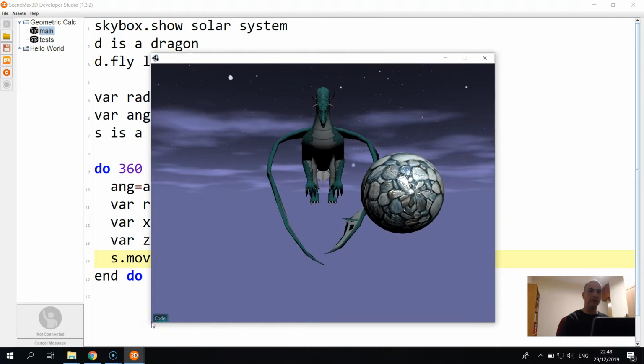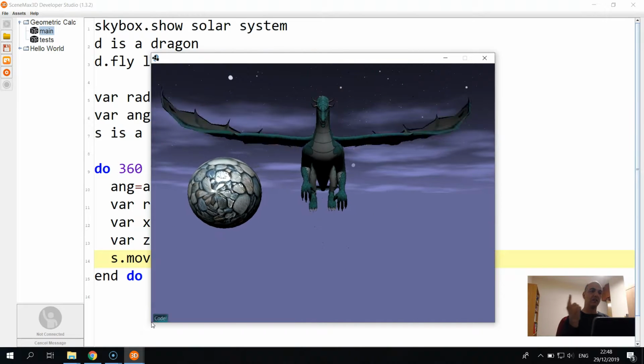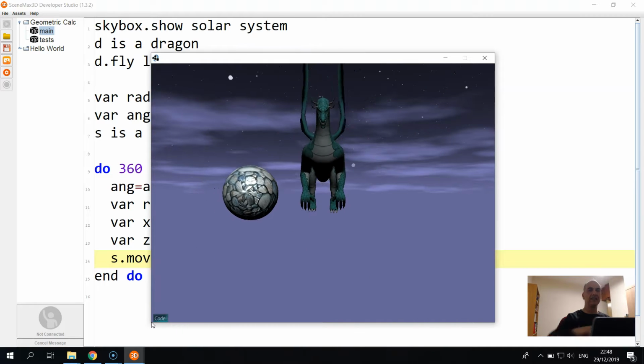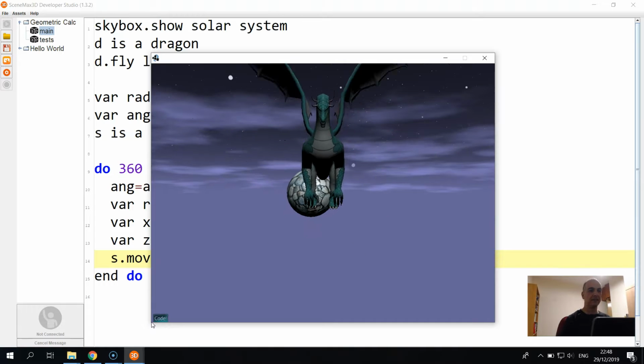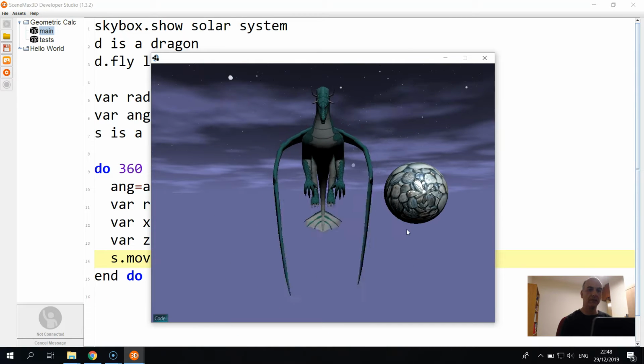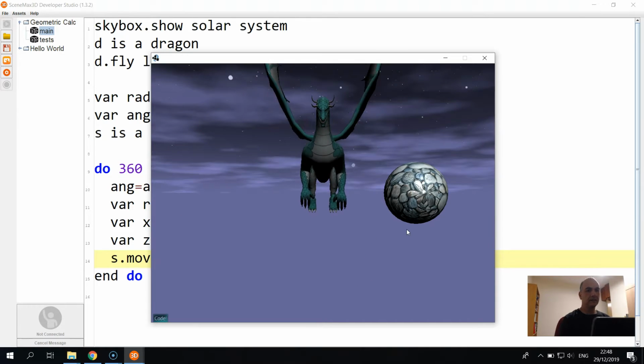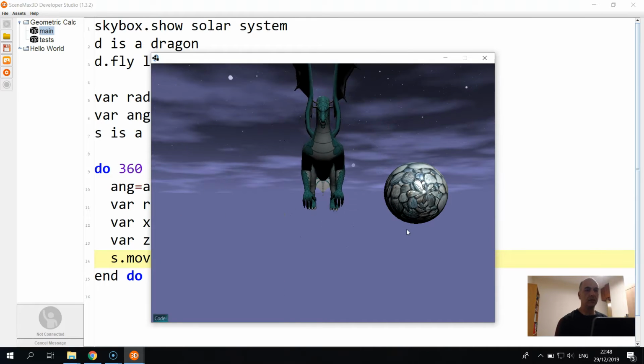Yeah, okay. You see now my sphere is moving on the z-axis instead of the y-axis until it completes a full 360 degrees revolution. Now, this is quite trivial, okay?